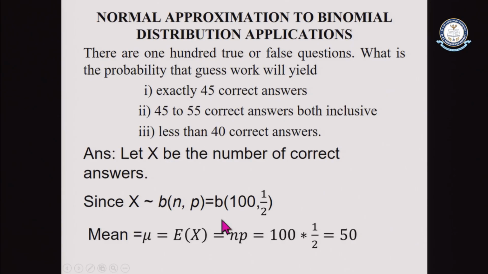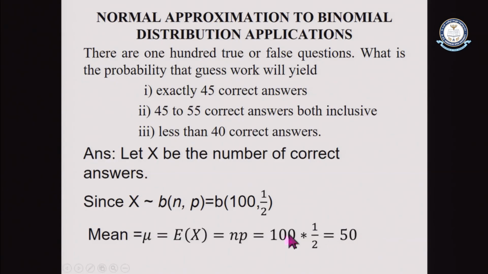The discrete function we should convert into a continuous one, because the sample size is very high. Let x be the random variable of correct answers. Since x follows the binomial distribution B(n, p), n is the number of trials and p is the probability of success. Generally we know the mean of the binomial distribution is np. In that case, x follows B(100, 1/2).